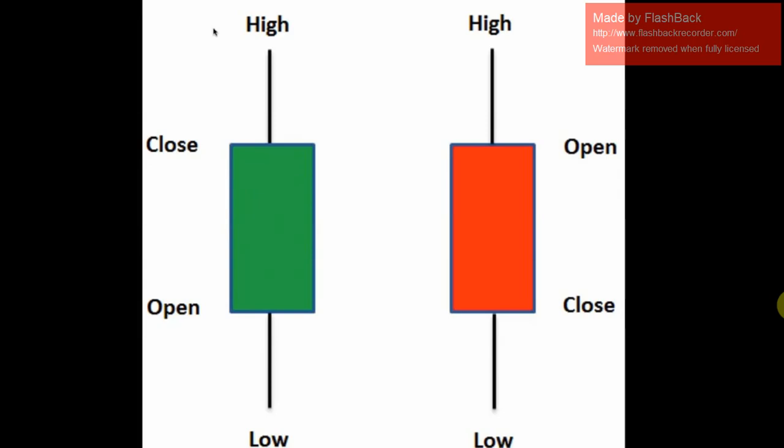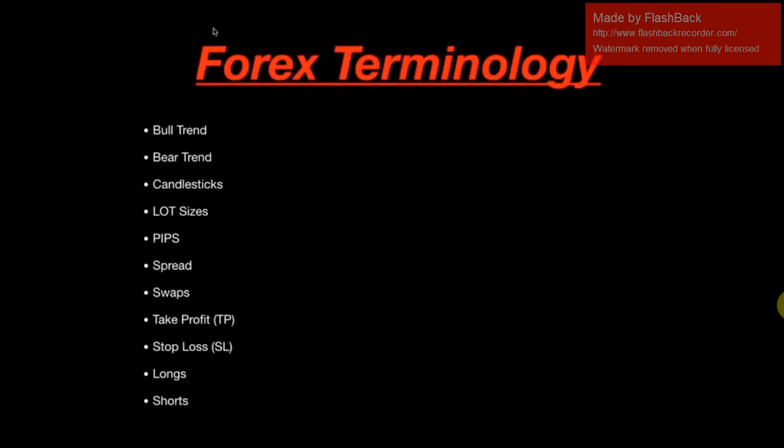The same applies to the bearish candle on the right hand side of the screen. The high and the low mean exactly the same thing on a bullish and a bearish candle. That's the highest the price went to and the lowest the bears could push it to. But the difference is that a red candlestick, which is bearish, opens at the top of the body and closes at the bottom. So that's the difference between a bullish and a bearish candlestick.